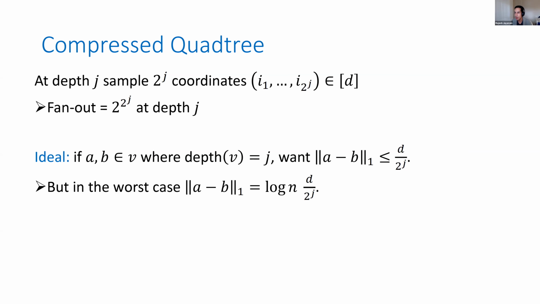Here's the main thing I want you to take away about the new idea. In earlier analysis, they said this could always happen. We always pay this log n whenever we are in the quadtree. We're going to show that while this can happen, it cannot happen too many times in the quadtree. And this is how we're going to get our improvements.